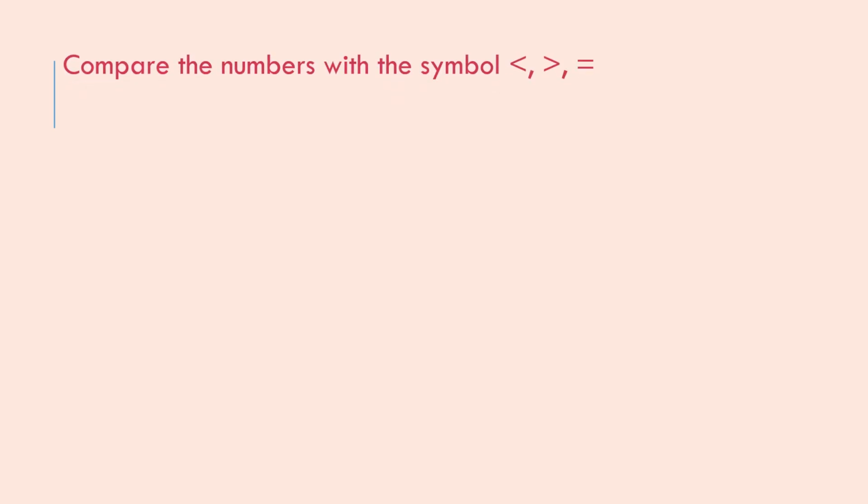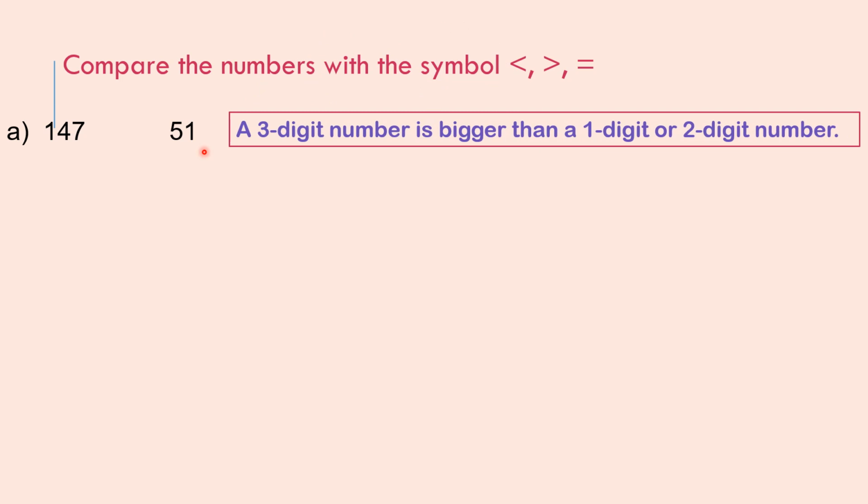Now let's compare the numbers with the symbols. So we have seen with base 10 blocks in the previous slides. Now we are going to compare the numbers. Let's take the first one, 147 and 51. There are two numbers given. The rule here is a 3-digit number is bigger than a 1-digit number or a 2-digit number, because the number of digits are greater in 147.